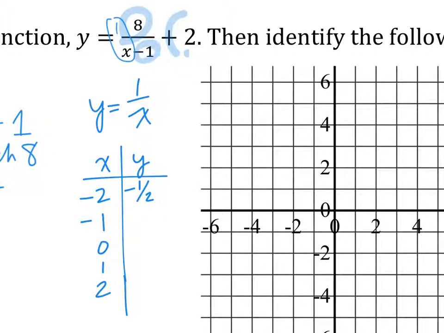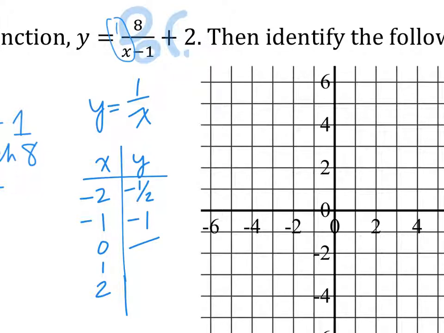Okay, if I put -1 in the function, what do I get? -1, very good. If I put 0 in the function, what's going to happen? Undefined. Nothing goes on there. Okay, if I put 1 in there, what do I get?